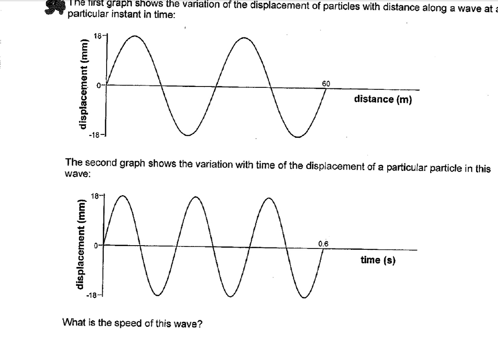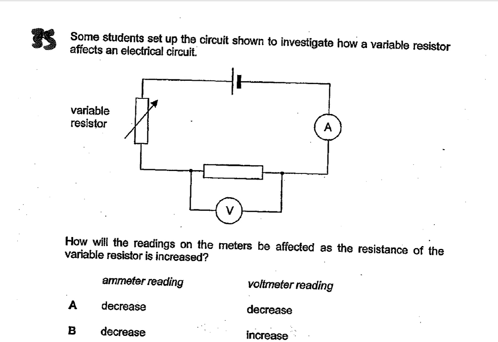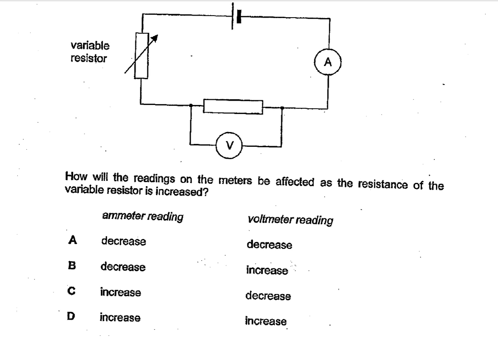Right, moving on, we're getting near the end here. How will the readings on the meters be affected as the resistance of the variable resistor is increased? Okay, this one's pretty straightforward now because we've got our magic trick. We know what happens to the voltage when we go around the circuit, and we know how the voltage is shared when the resistances of two resistors in series are not equal. So if we call this one R1 and this one R2, they're not necessarily going to be equal.